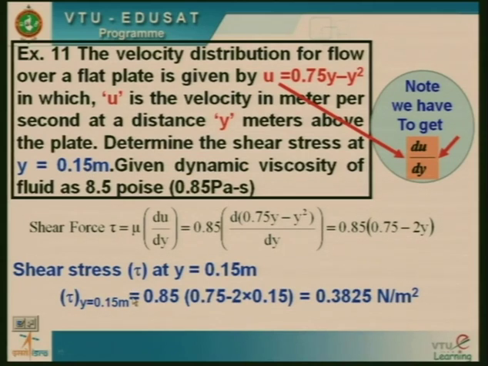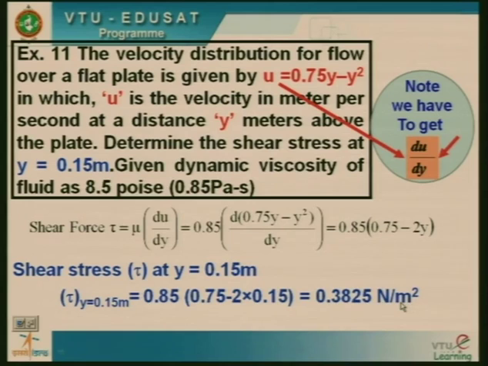So, let us substitute that: 0.85 as it is 0.85, this value is 0.75, again 0.75 minus 2 into the value of y, which is 0.15. So, you can see here, if you substitute this and solve, you get the shear stress of 0.3825 Newton per meter square.